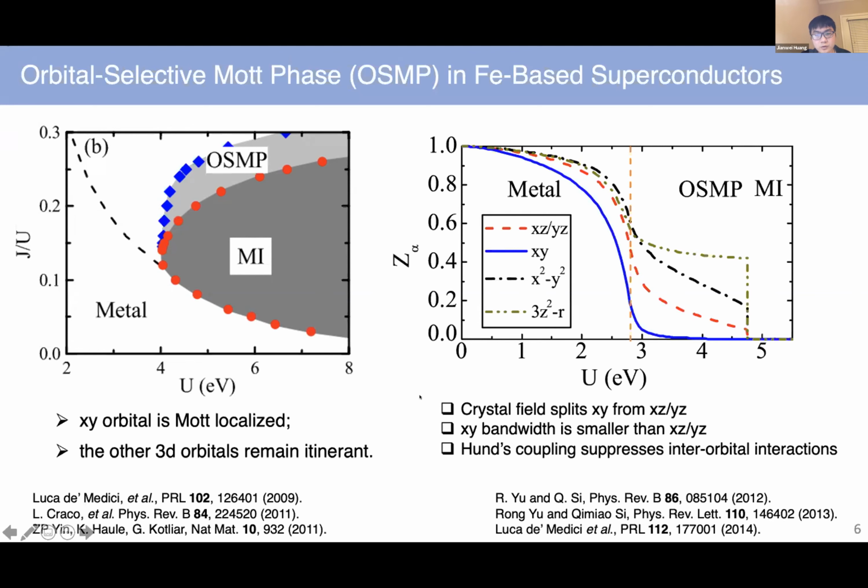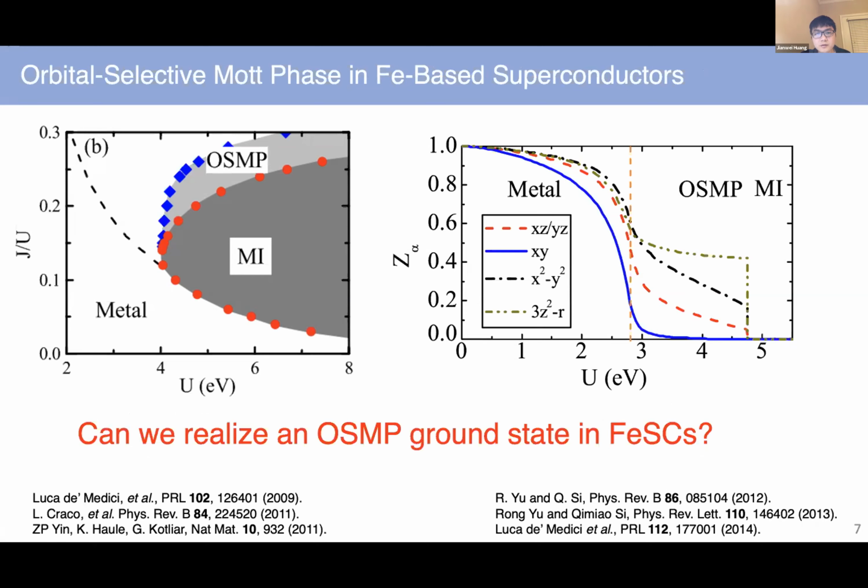Three conditions are needed to realize this OSMP state. First, we need the crystal field to split the xy from the xz or yz orbitals. Then the xy bandwidth needs to be smaller than xz and yz without considering the electron-electron interaction. Third, we need a Hund's coupling to suppress the interorbital interactions so that the different orbitals cannot talk to each other. With all this, we should ask this question: can we really realize an orbital-selective ground state in the iron-based superconductors?